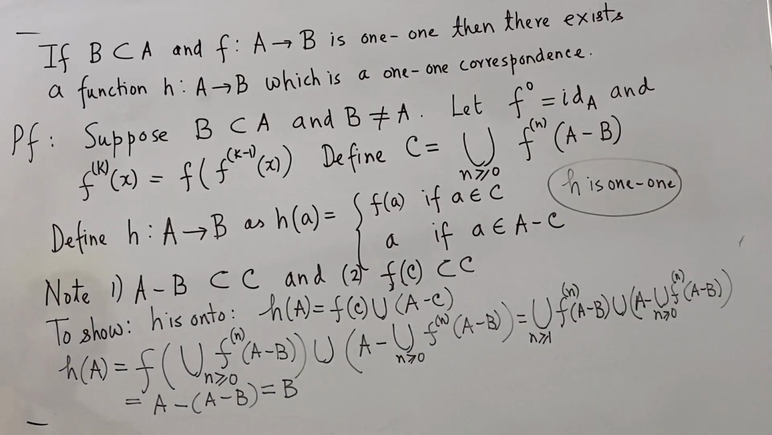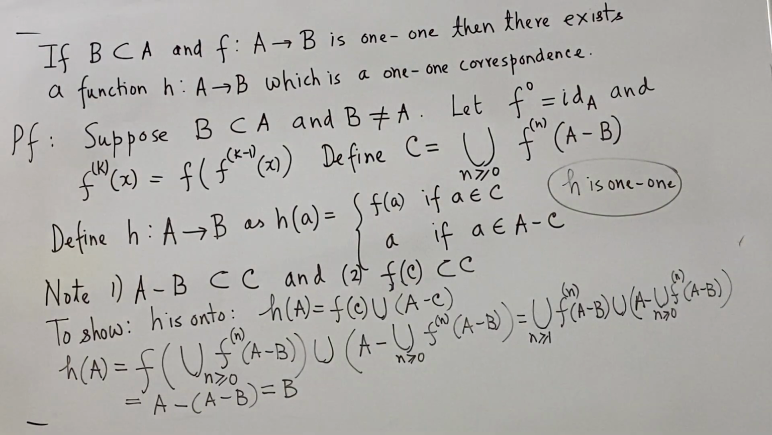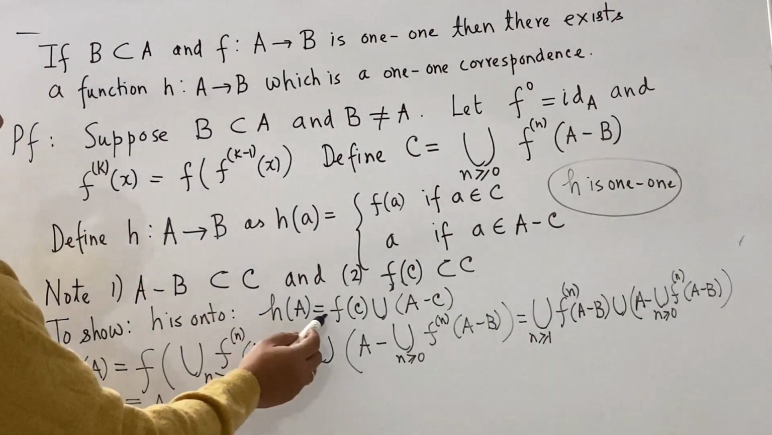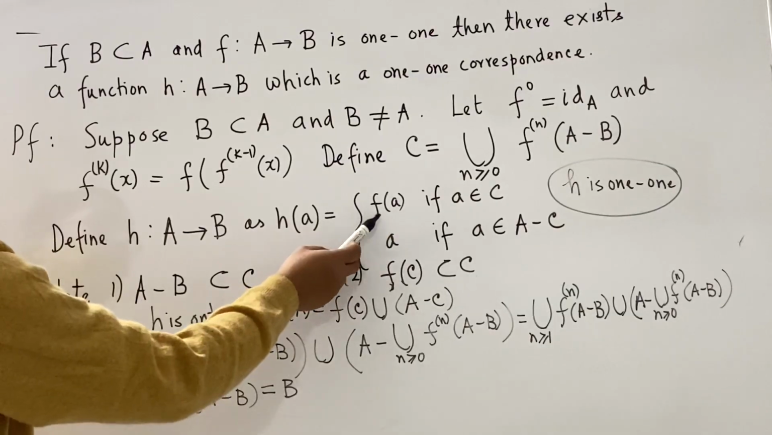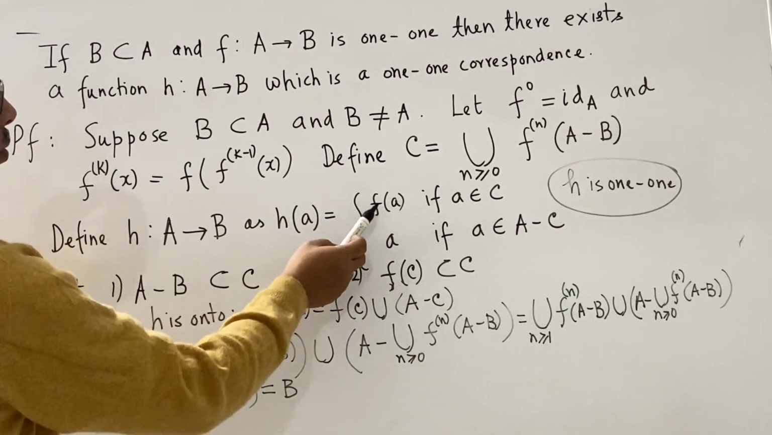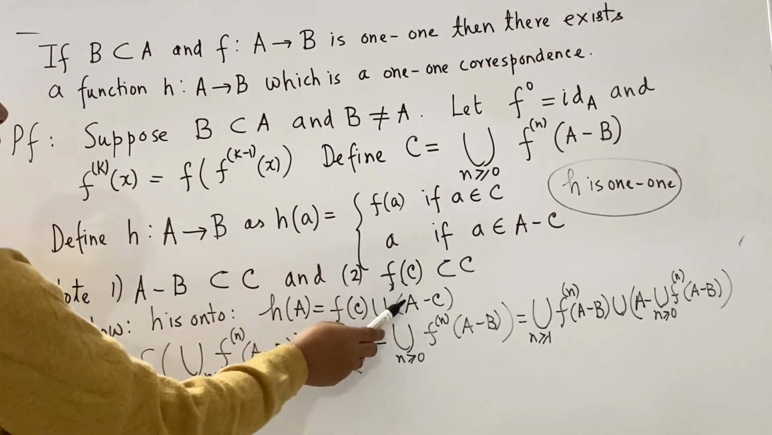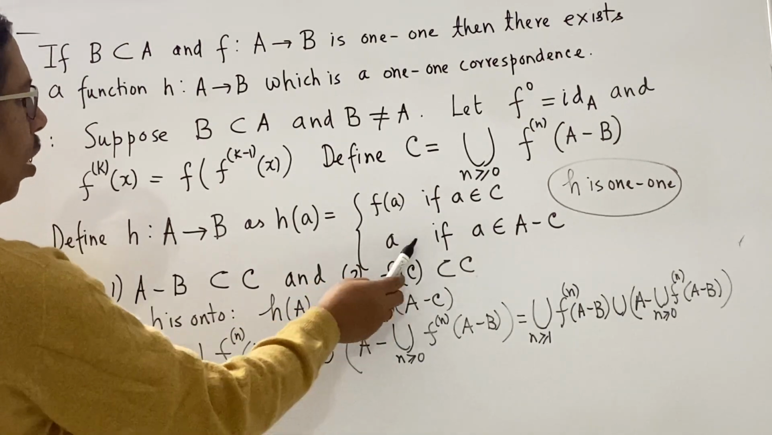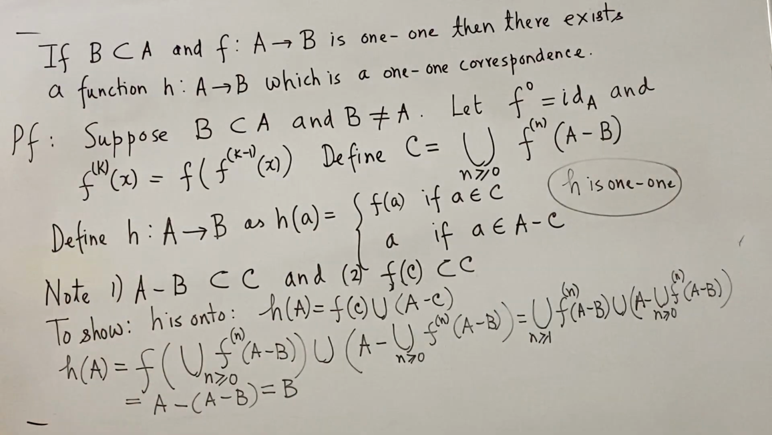Having proved that H is 1-1, we now proceed to show that H is onto. For that, we first note that H(A) is f(C) union A minus C. f(C) is coming from here, all the points f(a) where a belongs to C, and A minus C is coming from here, where H(a) is equal to a if a belongs to A minus C.